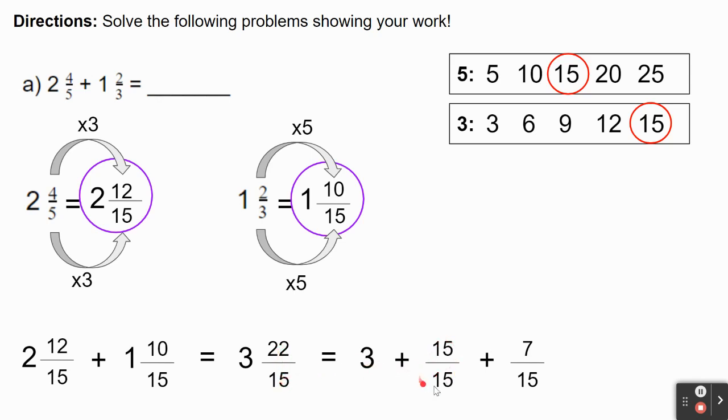But we know that 15/15 is the same as one whole. So we can rewrite it as one whole. Now we can add the whole numbers and fractions together. 3 plus 1 is 4, plus 7/15 is 4 and 7/15. So the sum, or answer to the addition problem, is 4 and 7/15.